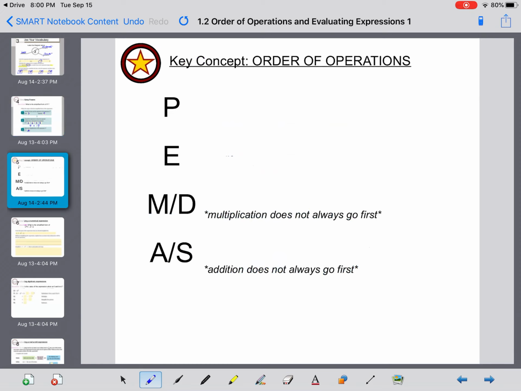Now, this is the most important page in this lesson, your order of operations. So make sure you write this down, you save this page, and we remember it because it's going to come in handy throughout the entire course. Order of operations, you start with P. P is perform any operations inside parentheses, and they can look a few different ways.